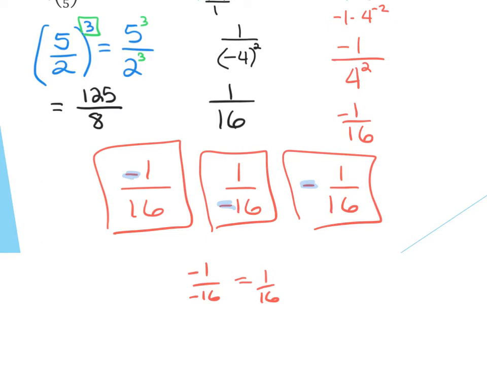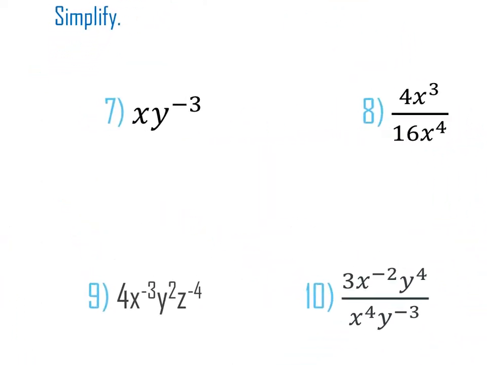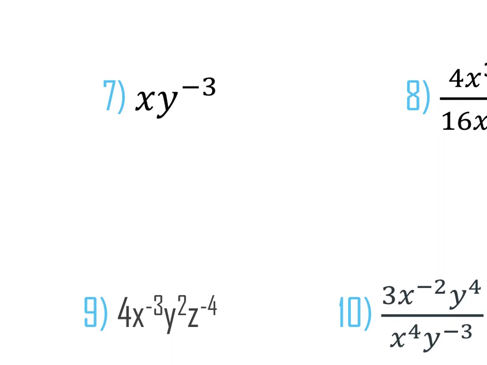Okay, let's try some more examples. Again, this negative 3 is only on the y. It's the only thing that's going to move to the bottom of the fraction. The x will stay on the top, but the y will move to the bottom, and then the exponent becomes positive.